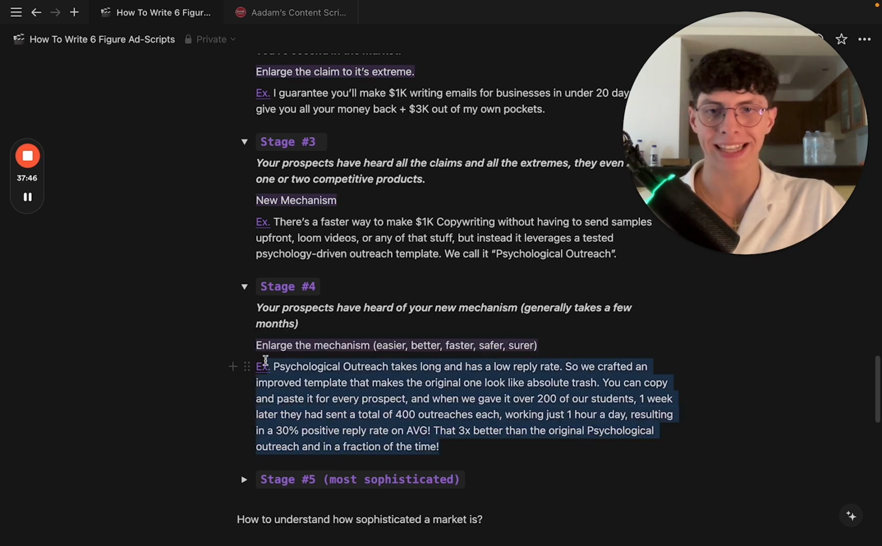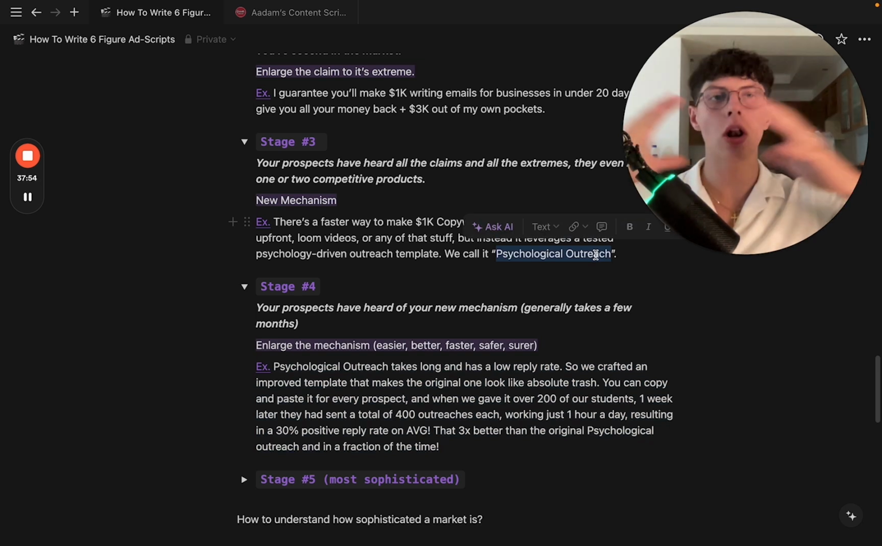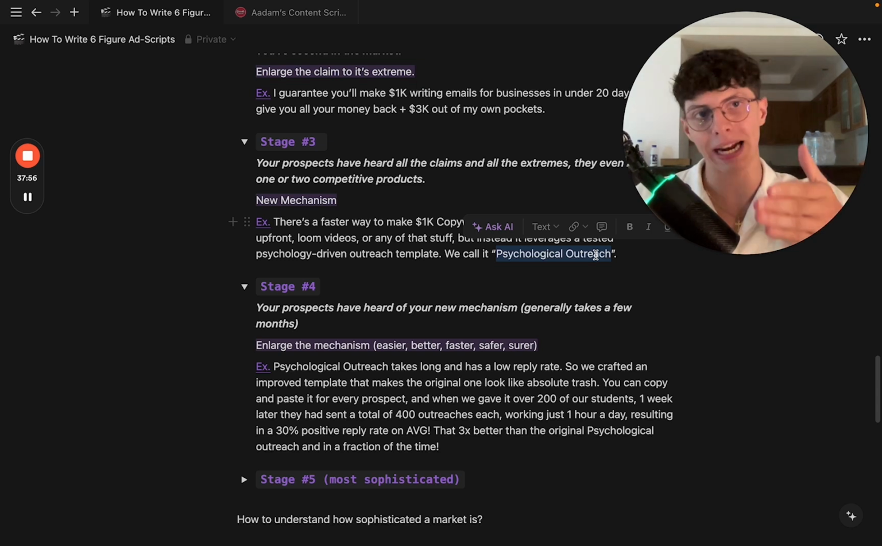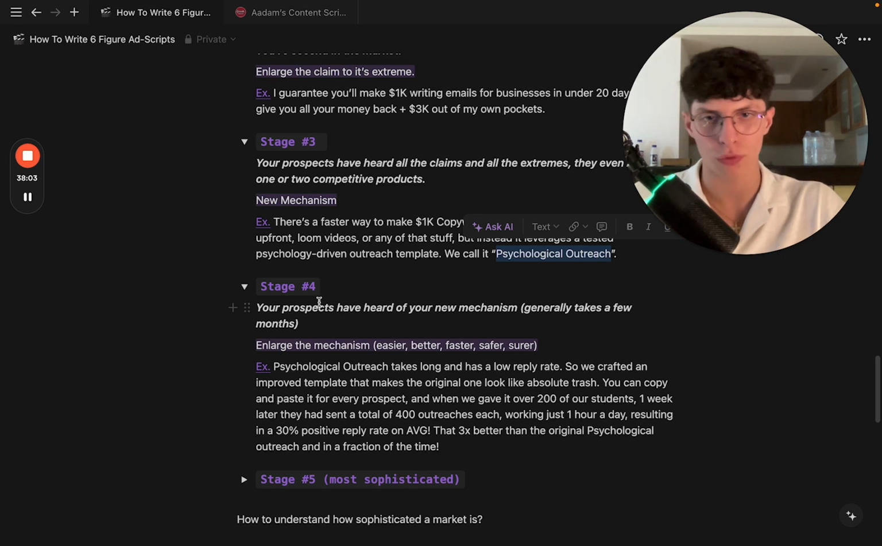So we're basically making the psychological outreach look outdated, and now we updated it and we improved it so much better. We enlarged it. We worked on the mechanism, and now it's faster, it's better, it's easier, it's safer. This is what you want to do at stage 4.